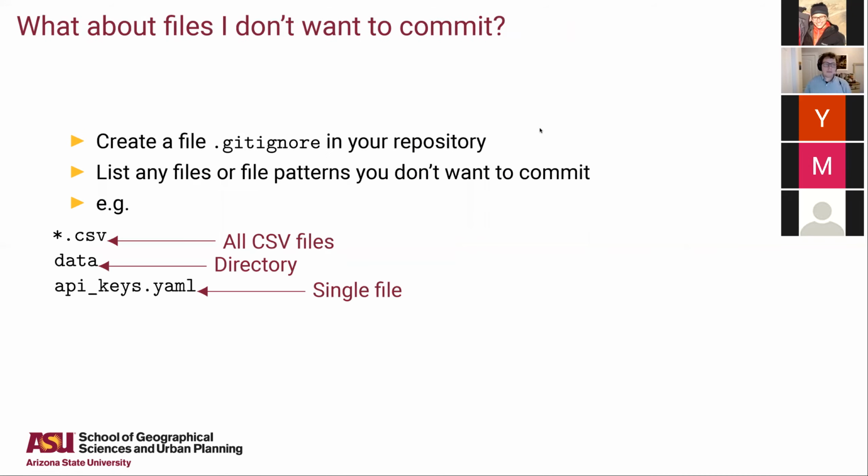All right. So if you do have files in your repository that you don't want to commit, like if you're storing your data files in your repository, which a lot of times you might want to do, you can create a file in your repository that's called .gitignore. It has to be called exactly that and start with a period like that. And it can't have an extension like .txt or anything like that. And you can list files or file patterns you don't want to commit. So you could say like star.csv, I don't want to commit any CSV files anywhere in my repository. Or data, I don't want to commit my data directory, or a single file name, like I don't want to commit my API keys to the repository that I might make public at some point.